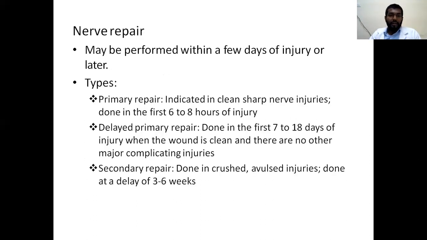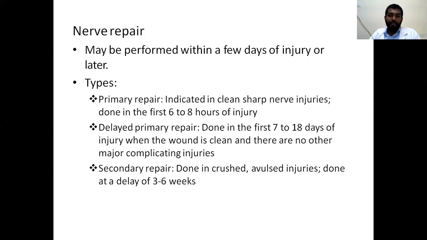Now, nerve repair, it might be performed within a few days of injury or later, but it is better if it is done within few days of injury. Now, what are the types? Primary repair, a delayed primary, and your secondary repair. Primary repair, it is indicated if there is a clean, sharp nerve injury. It is done within 6 to 8 hours of your injury.